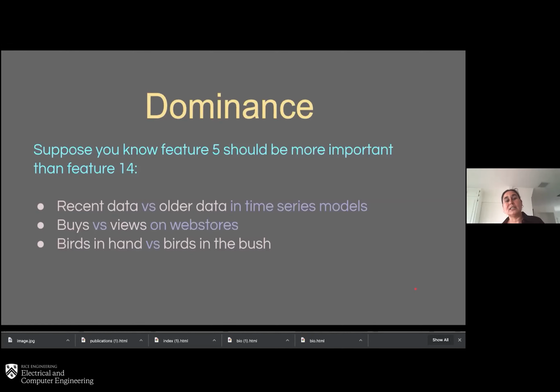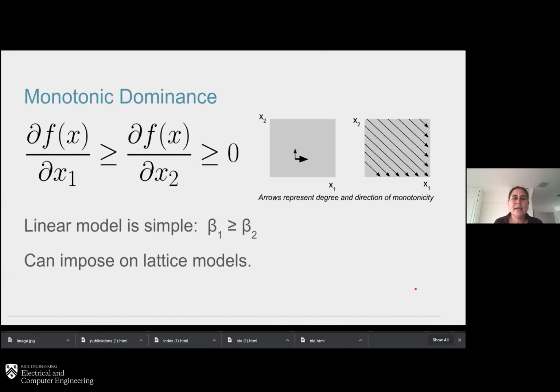People who are actual customers and buying things are going to be more valuable, and their information should be taken more strongly than people who are just viewing or visiting the website. And just in general, this is the birds in hand versus birds in the bush kind of mentality, that sometimes you know which features are more important. So how do we codify that? In the paper, we talk about a couple different ways to codify that idea that a feature is more important.